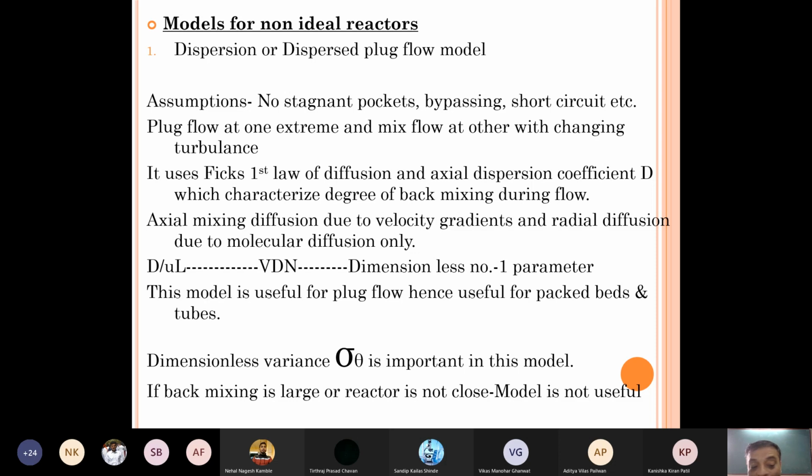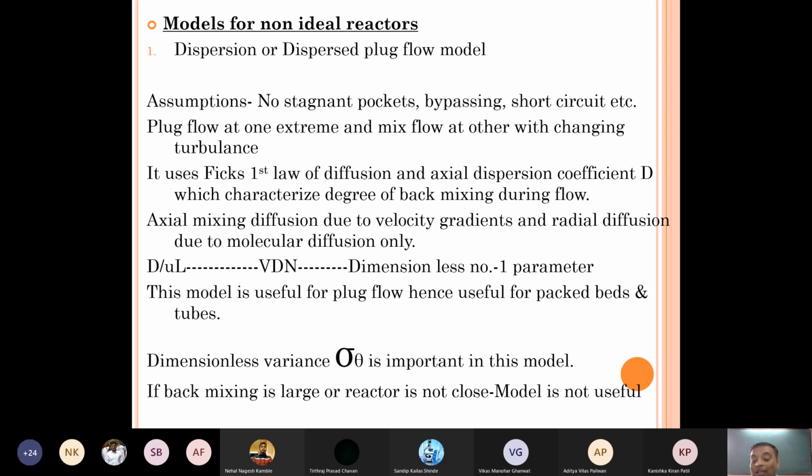Okay, dimensionless variance means what? Variance divided by time square. So what is unit of variance? Minute square. What is unit of time square? Minute square. So minute square get cancelled. We are getting what? Dimensionless variance, sigma theta square.